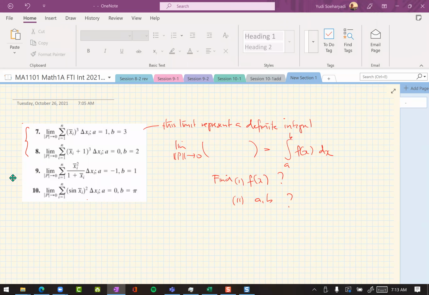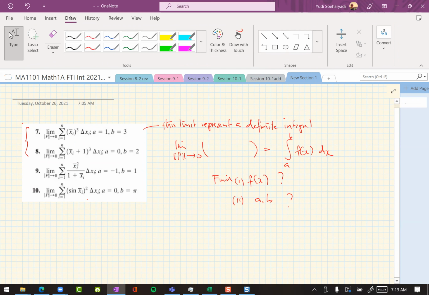We did a couple of times writing an integral as a limit of a Riemann sum. Now the other direction: given the limit, what is the function to be integrated? Okay, so the easiest one first, number 7.